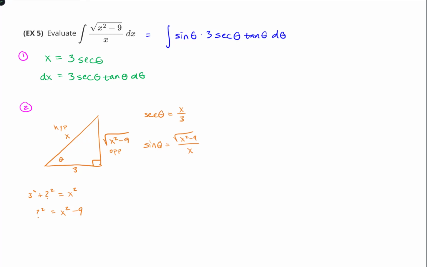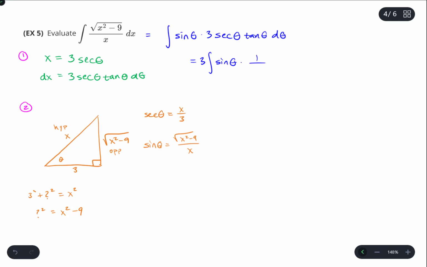Now I need to do some work with setting up this problem so that I can integrate. And right now I have 3 trig functions. 2 of them are related, but one's not. Let's see what we can do here. Let's pull the 3 out. Secant is 1 over cosine. Tangent is sine over cosine. So I could actually rewrite this as 3 tangent squared theta d theta.